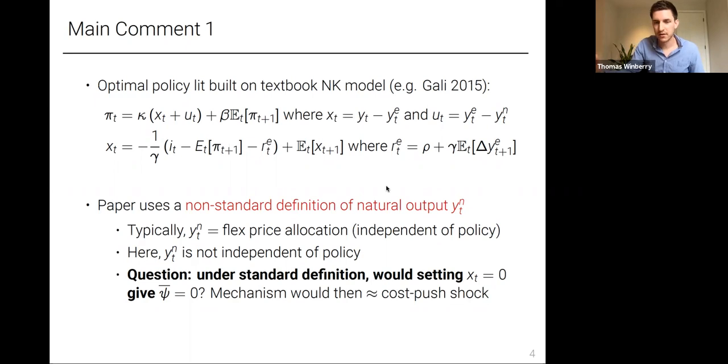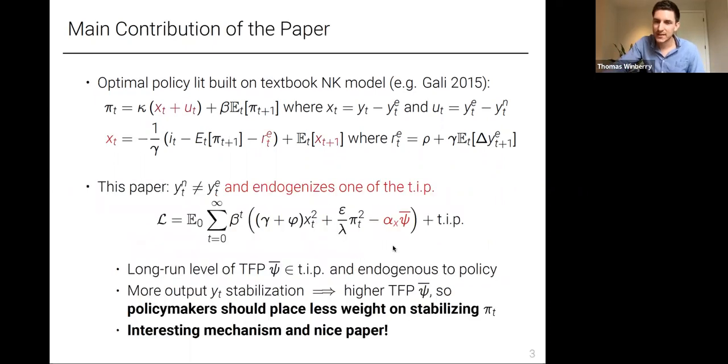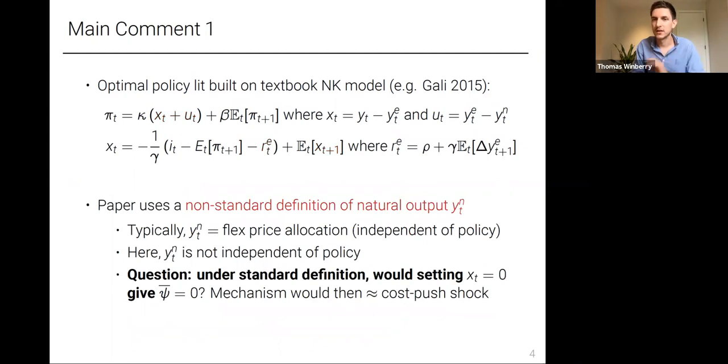And so that leads to the question: if you define the natural rate in this, what I'll call standard way, would you get back to a world where setting output equal to an efficient level, so setting X equal to zero, would endogenously give you that the long run level of TFP is also efficient? I would conjecture the answer to that is yes. If that's the case, then you could think about this paper in terms of, again, facing this trade-off between stabilizing output relative to its efficient level and stabilizing inflation, placing an additional weight on the X term, which is related to all of these interesting mechanisms Joel talked about in terms of allocation. So I think that would be a useful way to relate the paper to the literature.